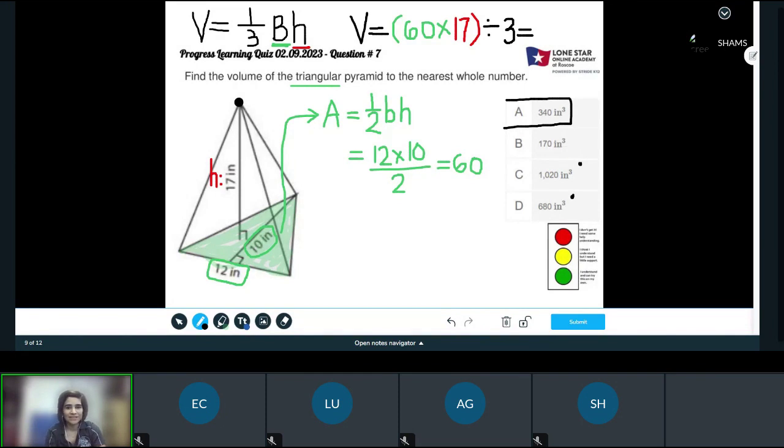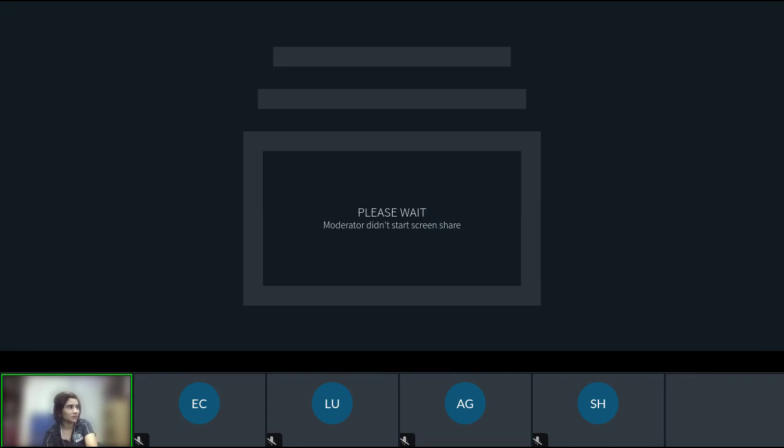So, question 8, 9, and 10. If you are here for question 8, 9, and 10, we will look at it in the next session because we also want to go over some questions about volumes from the other quiz, progress learning quiz. If you want to still be here, that would be good.